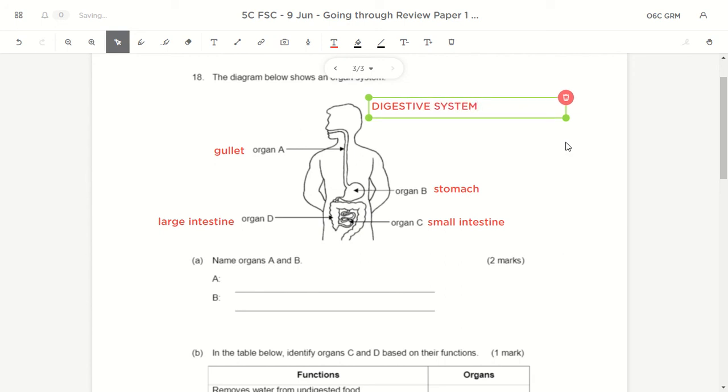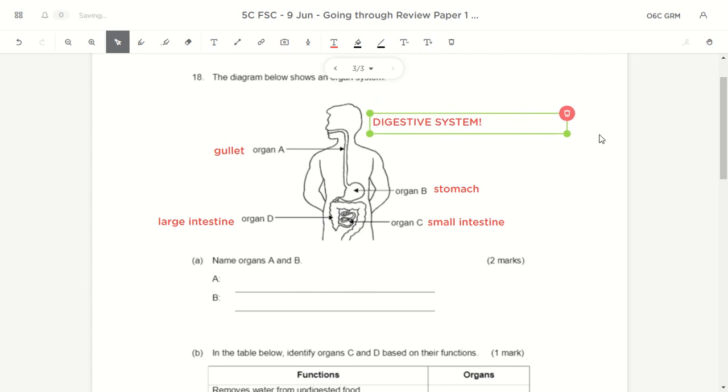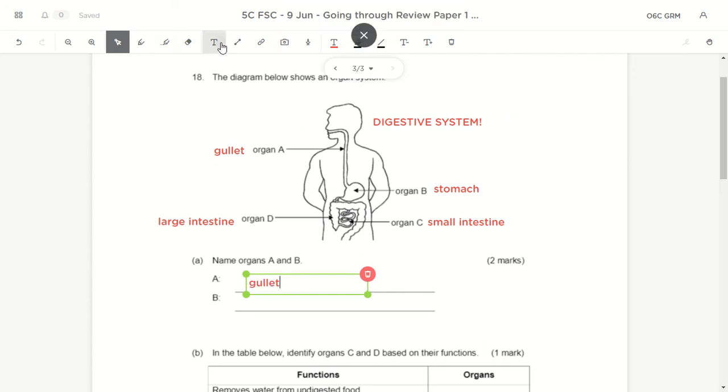Okay, so once you know this system and the different parts, obviously you will know what system it is. It's the digestive system. Okay, so name the parts A and B. A is the gullet. Okay, do not mix it up with the windpipe. And B is the stomach. Okay, so it's quite straightforward for structured questions.